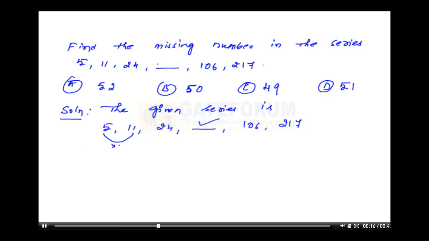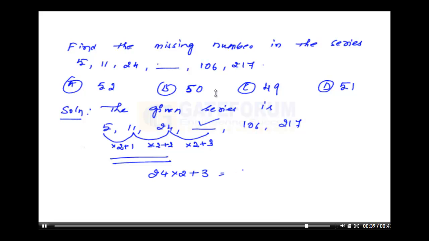If I multiply 5 by 2 and add 1, it will be 11. Similarly, the relation between 11 and 24 is, if I multiply 11 by 2, it will be 22, then if we add 2, it will be 24. So, by looking into these two patterns, the next number will follow the same pattern. So, it could be times 2 plus 3. So, the required number is 24 times 2 plus 3, which is nothing but 51.